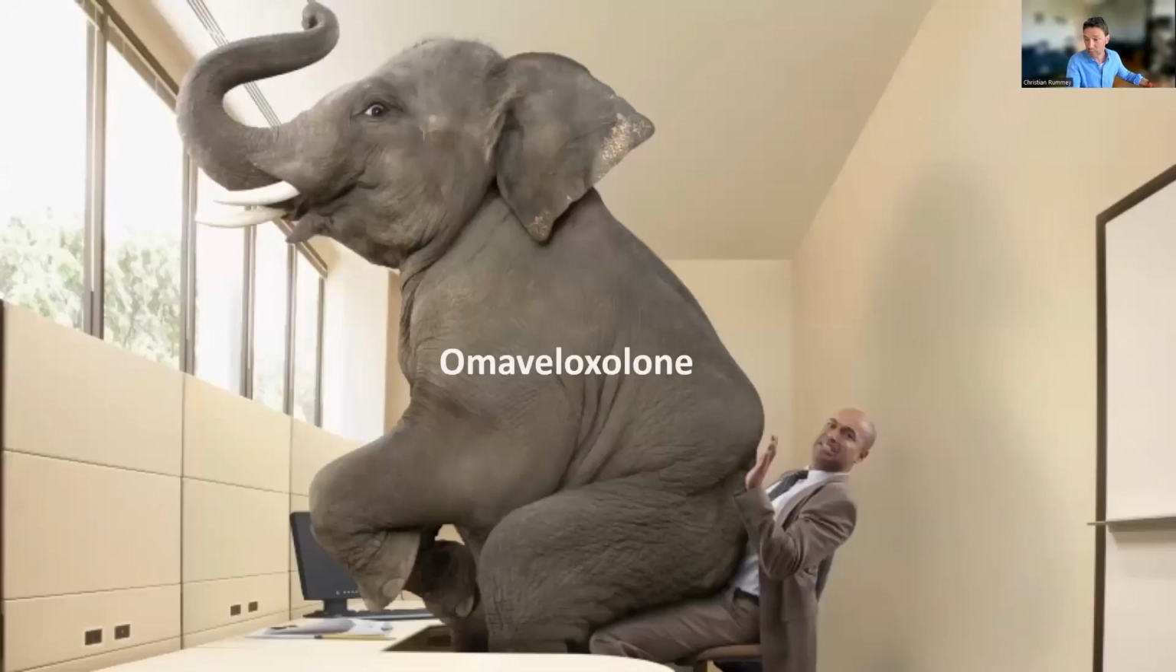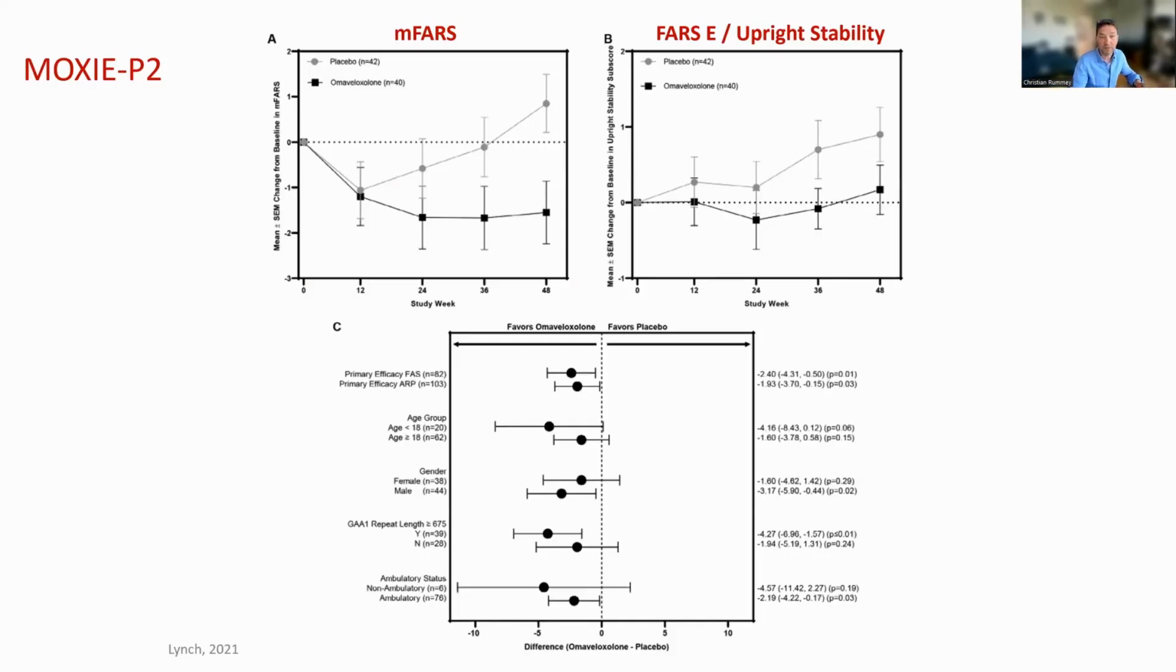We have the elephant in the room in FA that we always need to mention. In their trial, what you can see is the same thing. The mFARS score shows a placebo effect, an improvement after 3 months, and then the placebo group follows the natural history trajectory. In the upright stability part, you can argue there's maybe a dip here, but in essence, this line is flat, and the placebo group declines close to what we would expect from natural history.